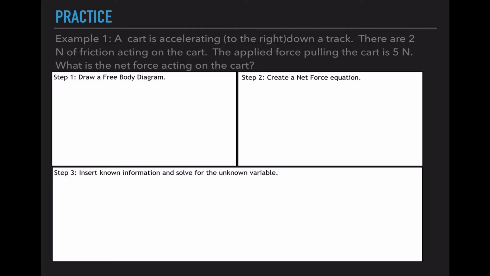A cart is accelerating to the right down a track. There are 2 newtons of friction acting on the cart. The applied force pulling the cart is 5 newtons. So what is the net force acting on the cart? First thing we're going to do is draw a free body diagram.